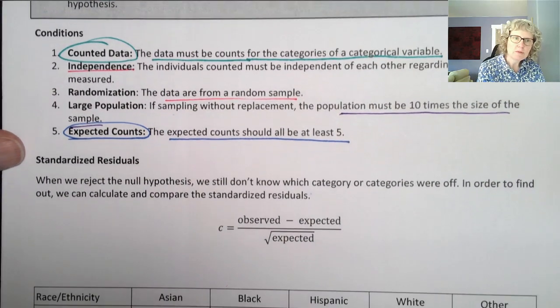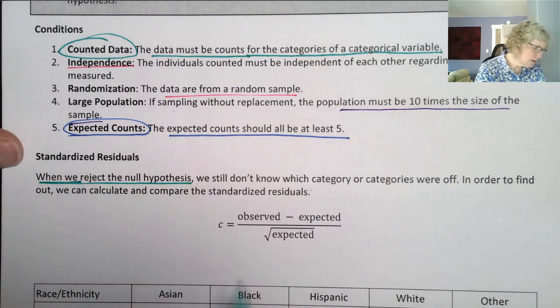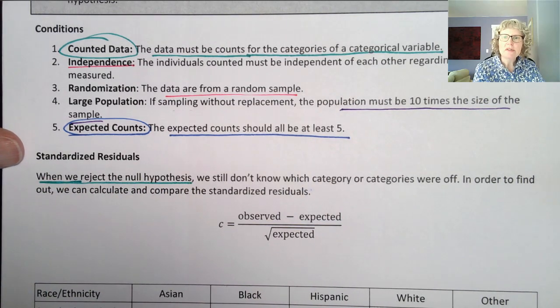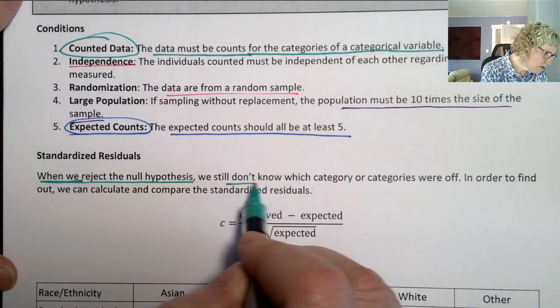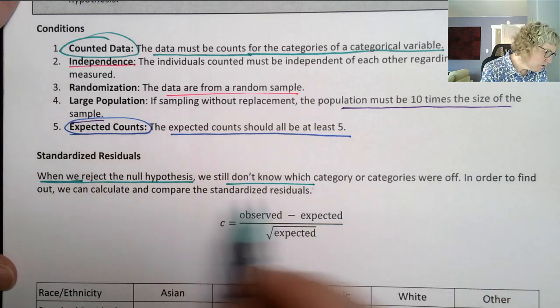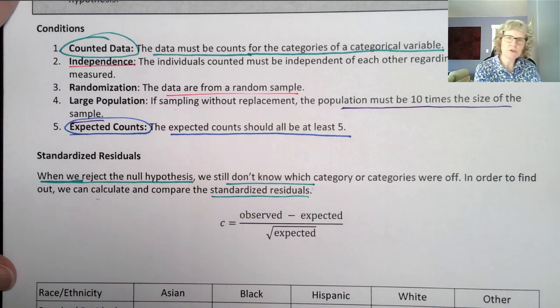Now this is important because if or when we reject the null hypothesis, we still don't know which category or categories we're off, right? It doesn't tell us. It just tells us at least one is different. But maybe we want to know. We don't know which ones. In order to find out, we can calculate and compare the standardized residuals.